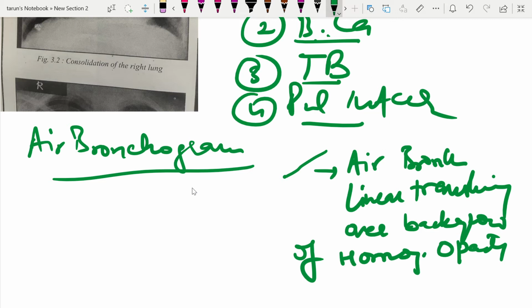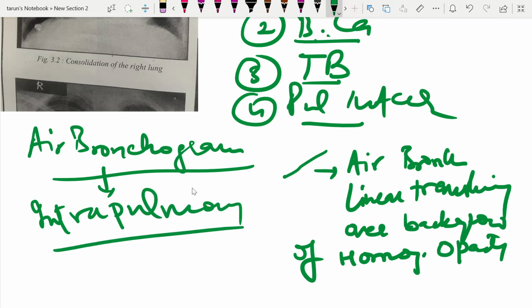Air bronchograms are commonly seen as scattered linear translucency rather than a continuous branching structure. Air bronchogram reflects that an opacity is intrapulmonary. So what does it signify? It signifies that the opacity is intrapulmonary, the problem is within the lungs. It is seen in consolidation.